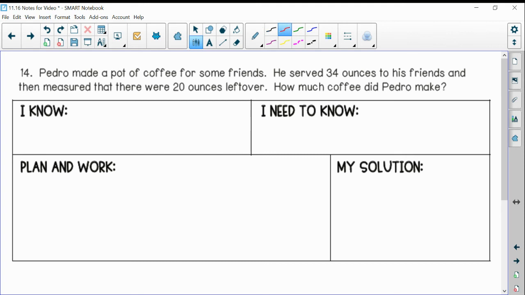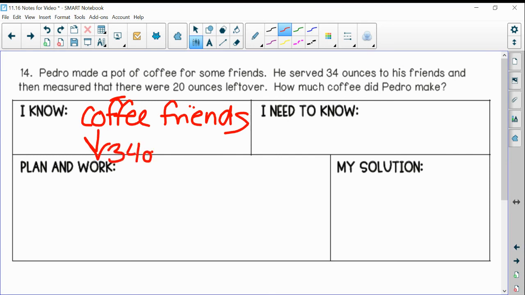It says Pedro made a pot of coffee for some friends. He served 34 ounces to his friends and then measured that there were 20 ounces left over. So he gave coffee to his friends. We know that. How much coffee did he give to his friends? 34 ounces. And then he measured that there were 20 ounces left. So 20 ounces left. So how much coffee did Pedro make?